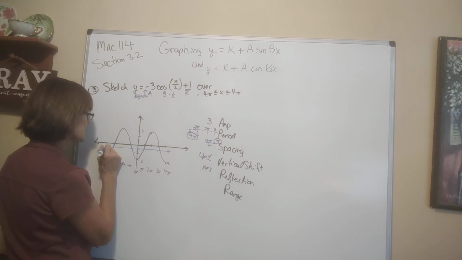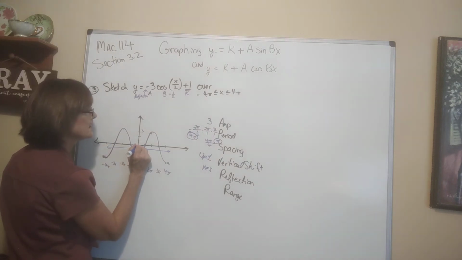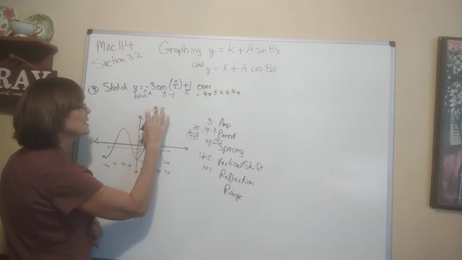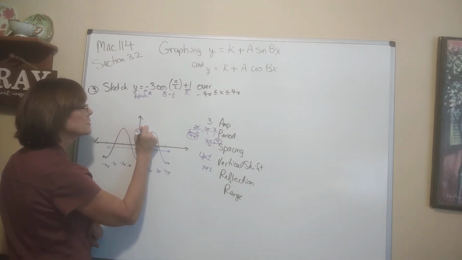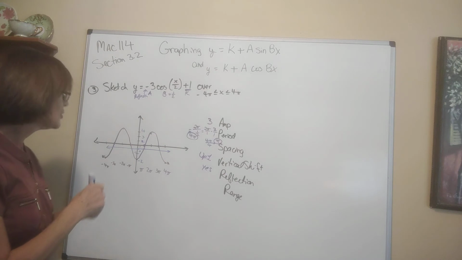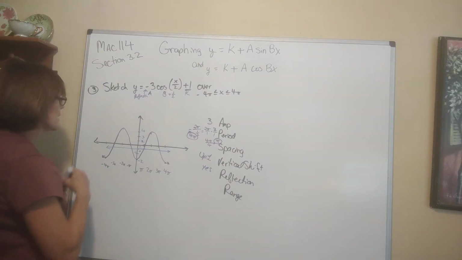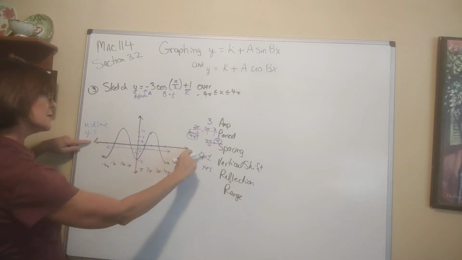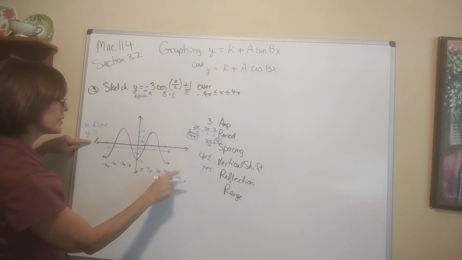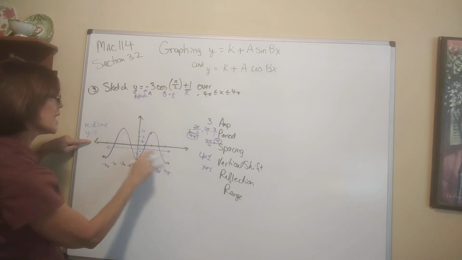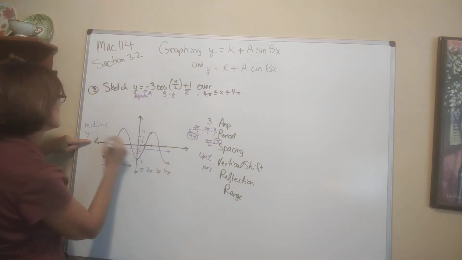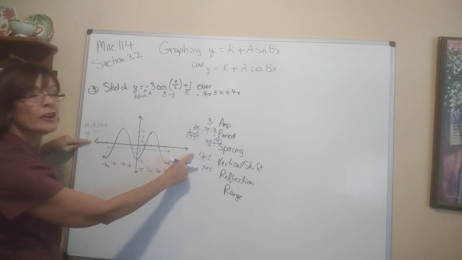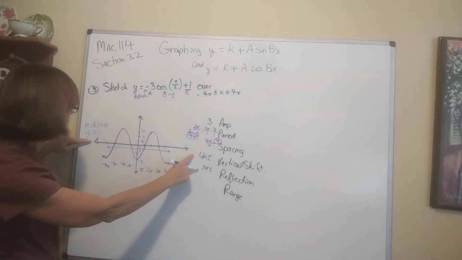This is our new x-axis. This is 0. That means this is 1, this is 2, this is 3, and this is 4. We're going to change our axis. Now, I do want to call out the midline. The midline is y equals 2. See, this is the midline right here. Up 3, down 3, but it's the line y equals 1. It will be what your vertical shift is, y equals 1.